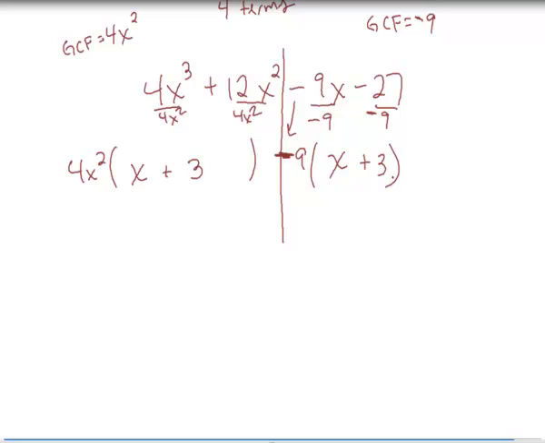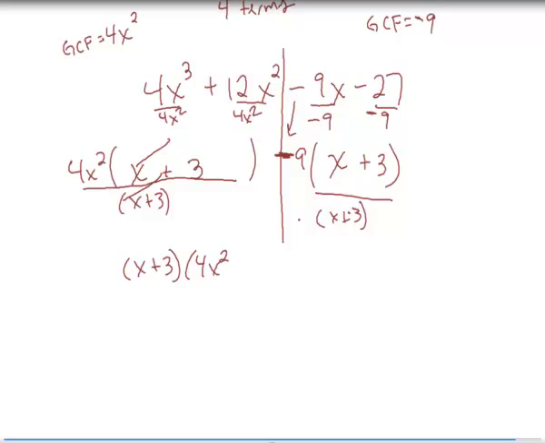Do you see your greatest common factor here? Yeah, I see the x plus 3 is my greatest common factor. So let's divide out the x plus 3, and we get 4x squared minus 9. Do you notice anything special about the factored answer? Another difference of squares. So we're going to factor out that difference of squares again.